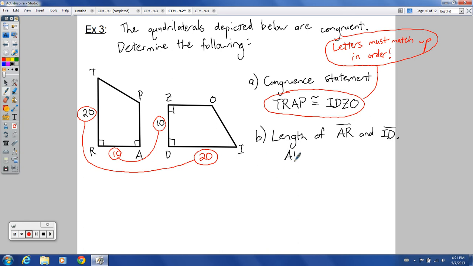And that tells me my answers here. AR would equal 10, and ID would equal 20. And you'll notice something here. I didn't say length of AR, and this is something that you're allowed to do. You just write the letters right next to each other with no symbols above it. That refers to a distance. So let's make a little note of that off to the side here: no markings above the letters.